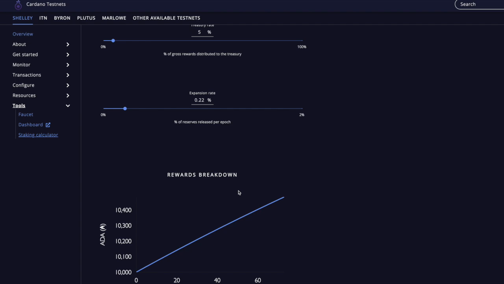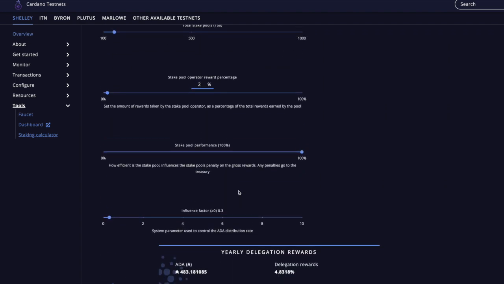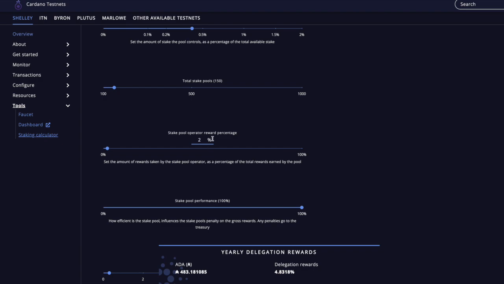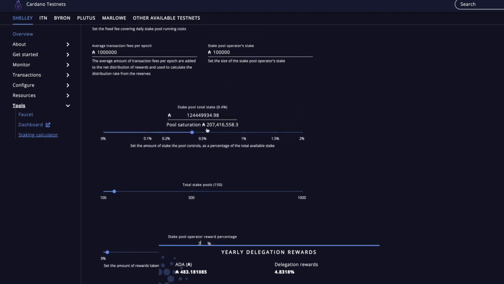So with those certain parameters, I know we didn't really do a whole lot of changing there, except for really just the stake pool operator rewards percentage and even just the total stake right here. Let's see if we can adjust that.